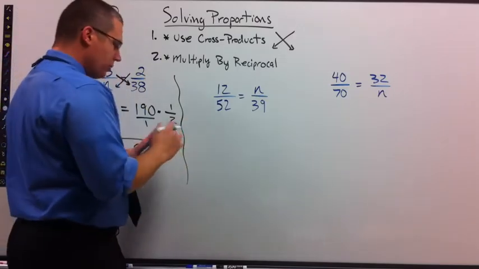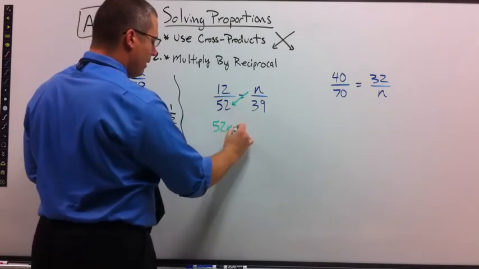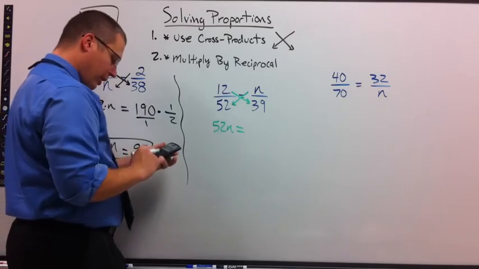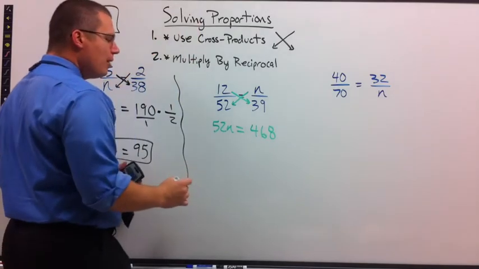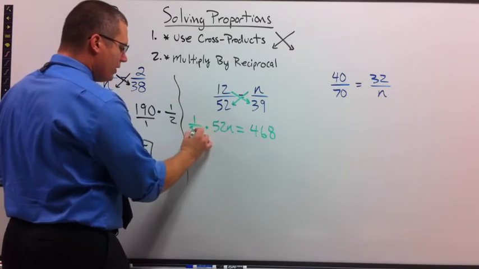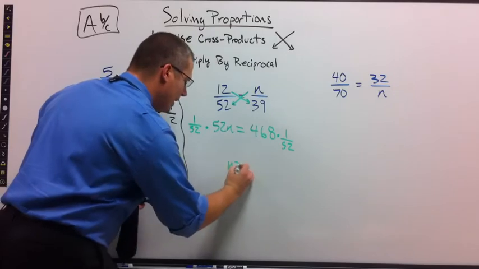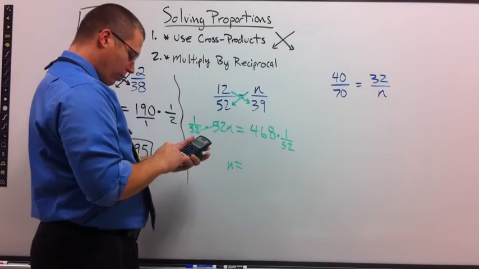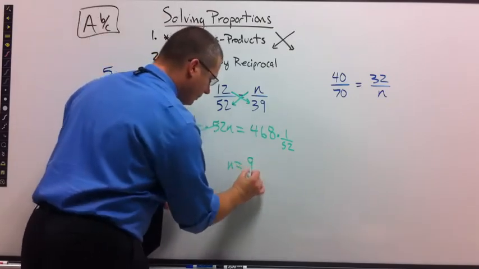All right, let's move a little faster here. Cross products. n times 52 is 52n. 12 times 39 is 468. Multiply by the reciprocal of the number beside the variable: 1 over 52 times 1 over 52. n equals, the 52's cross off, 468 times 1, A B/C, 52 equals. Answer is 9.